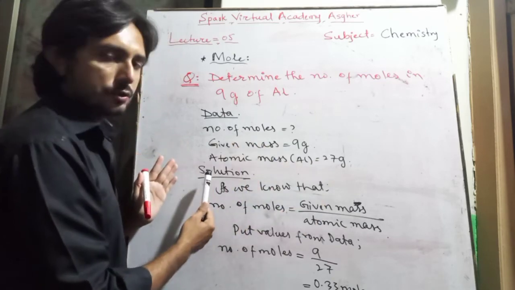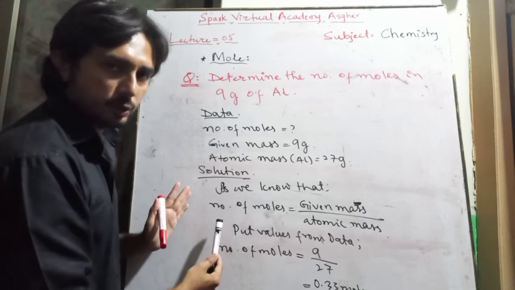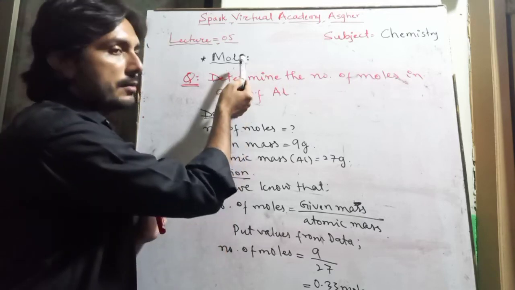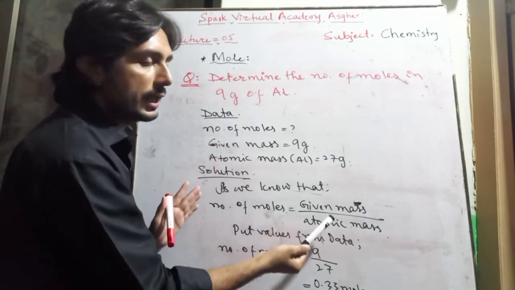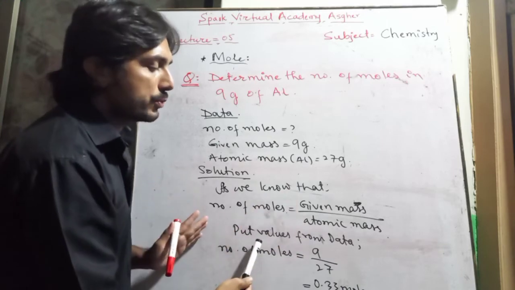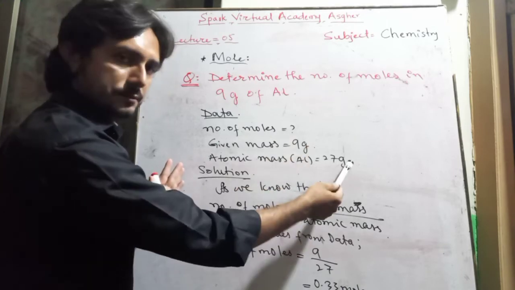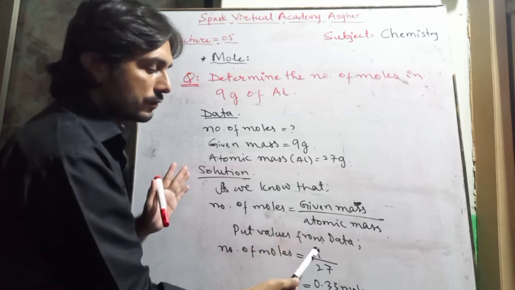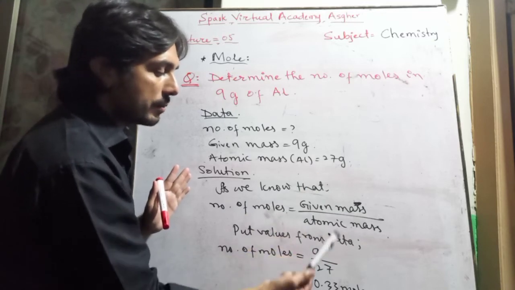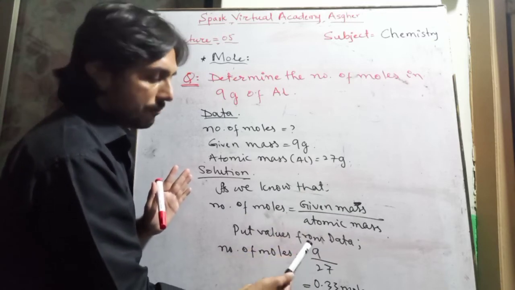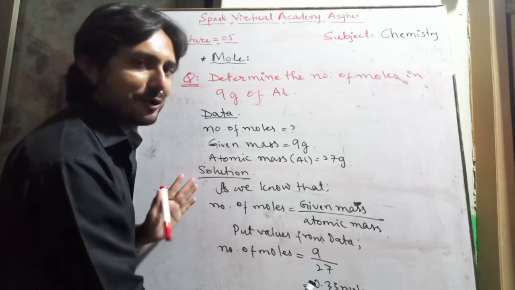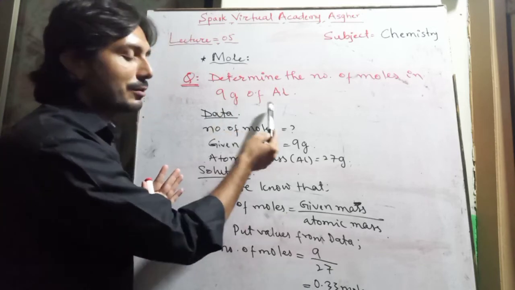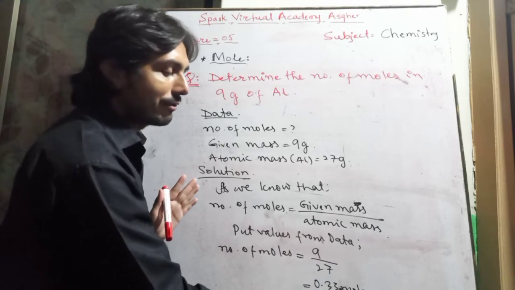Then you have to write down the solution, and first the formula. That was the formula to determine the number of moles, which is equal to given mass upon atomic mass. Now you have to put in the values from this data. Instead of given mass, you put 9, and instead of atomic mass, you put 27. By solving this, you get that the number of moles present in 9 grams of aluminum is 0.33 moles.